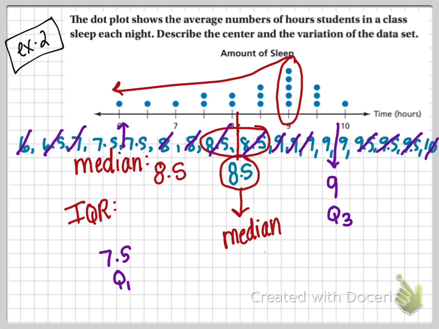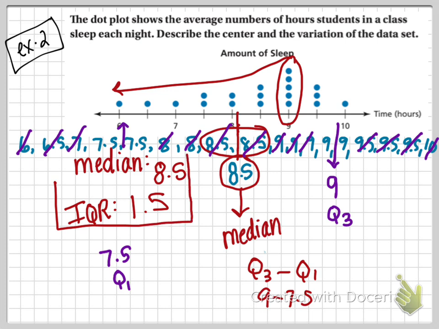And what's the interquartile range? 1.5. 9 minus 7.5. We take Q3 minus Q1. So we do 9 minus 7.5. Our interquartile range is 1.5. Okay? Obviously, being super careful and neat helps, and not missing a number because it'll throw you off, as we saw.